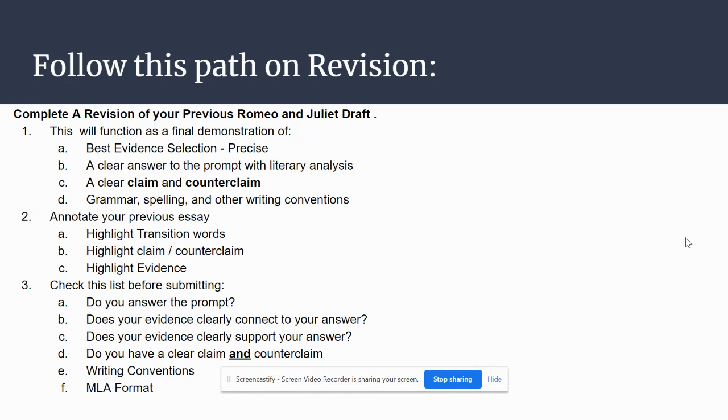Do you answer the prompt? Ask yourself that. Does your evidence clearly connect to and support your answer? Do you have a clear claim and counterclaim? Writing conventions: grammar, spelling, punctuation, all of these things. And then MLA format. I want to make sure that our essays are MLA format documented.